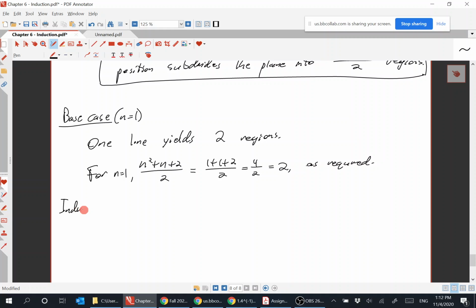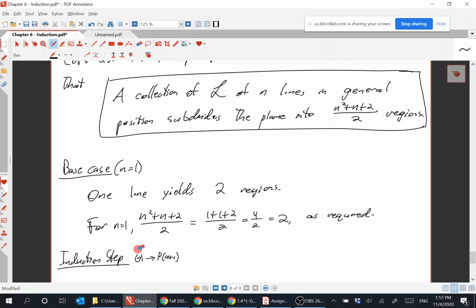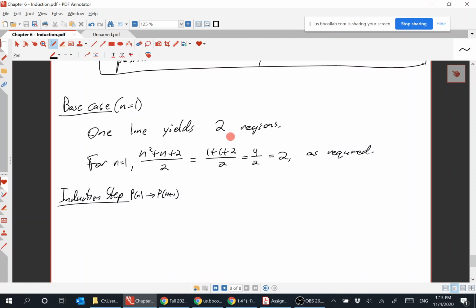Induction step: Pn implies Pn plus 1. Or you could do Pn minus 1 implies Pn, whatever suits your taste. So what is the induction hypothesis? This is Pn right here in the box. The induction hypothesis is to assume exactly what's in the box, a collection L of n lines.